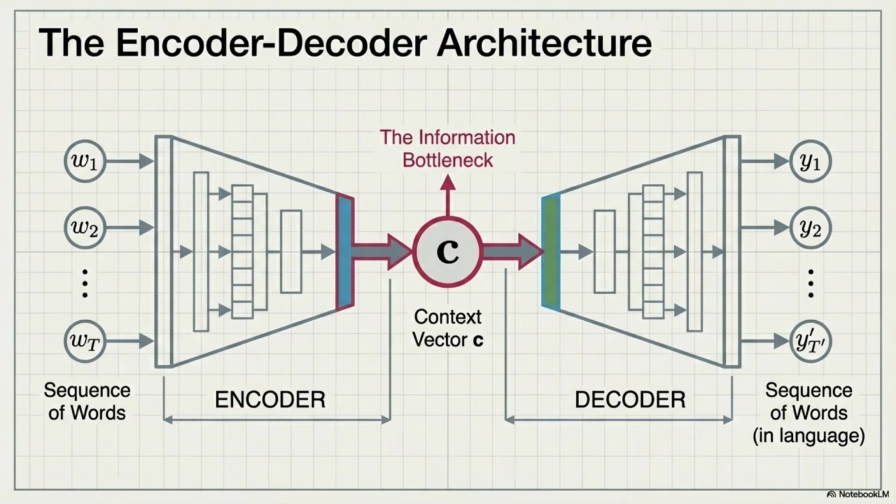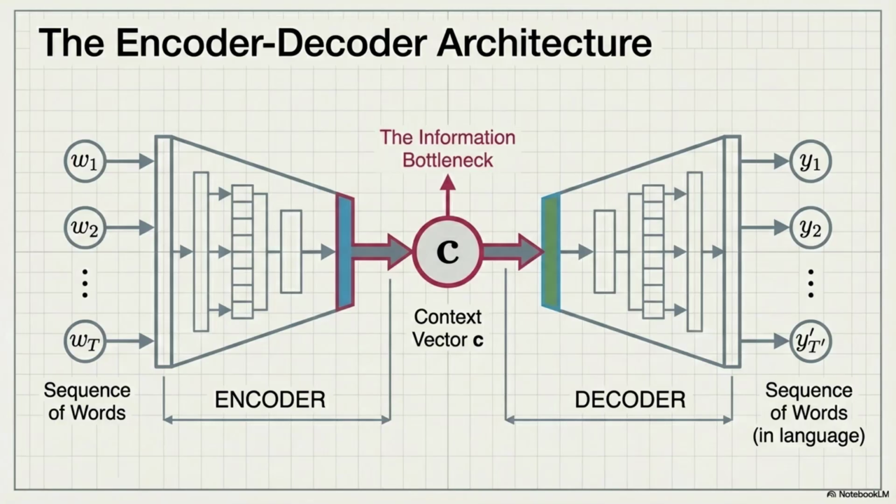And that brings us to what was, for a long time, the dominant architecture for things like machine translation, the encoder-decoder model. It's beautiful. You have 2 RNNs. The first one, the encoder, reads an entire sentence, say in German, and its only job is to squish down the meaning of that whole sentence into a single vector of numbers. We call this the context vector. Then, the second RNN, the decoder, takes that single vector and uses it as a starting point to generate the English translation, one word at a time.